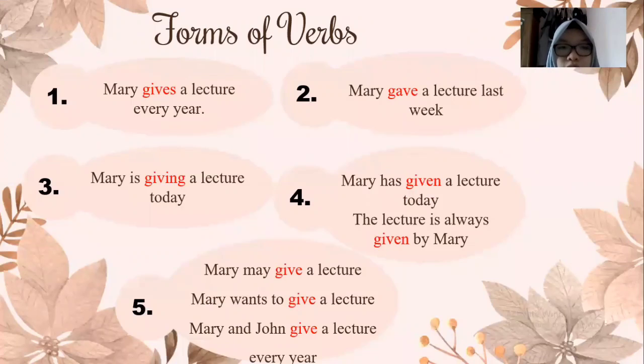Next, forms of verbs. A verb lexeme has at most five distinct forms, as illustrated here with give. Third person singular present tense, gives. Mary gives us a lecture every year. Past tense, gave. Mary gave a lecture last week. Progressive participle, giving. Mary is giving a lecture today. Perfect or passive participle, given. Mary has given a lecture today. The lecture is always given by Mary.